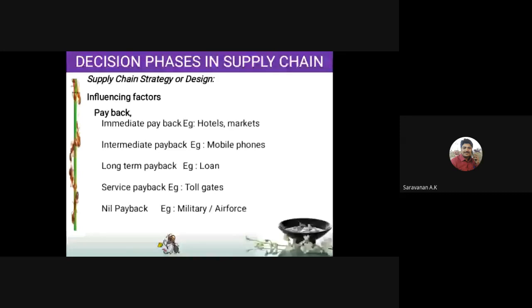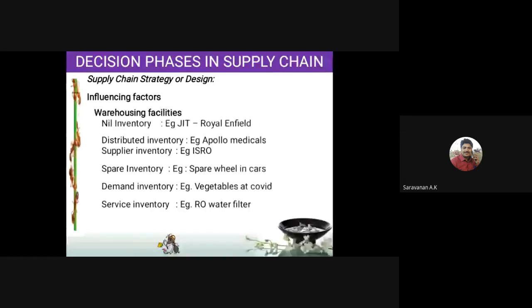And next is the warehousing facility. Warehousing facility means nil inventory: Royal Enfield. In Royal Enfield, you cannot see even a single stock, not even a single bolt in a storeroom. In Royal Enfield company, there is nothing called a storeroom or stock room or warehouse. So that is what we call nil inventory.